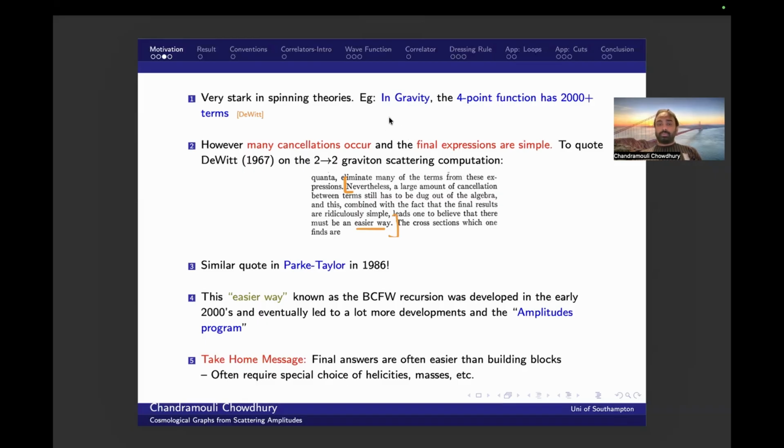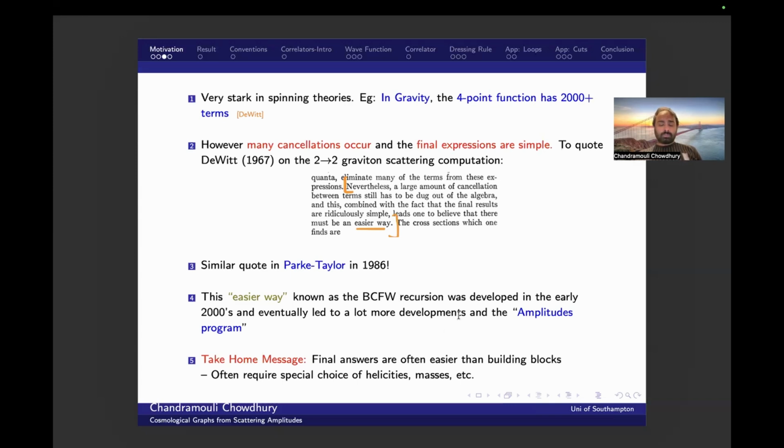For instance, if you try to compute a 4-point function in gravity, which is a computation done by DeWitt, he actually computed the scattering cross-section for this process, and he found that the final answer was much simpler than all the hard work he had to do in the intermediate steps. And he conjectured that there should have been an easier way to do the computation. There was a very similar quote in a paper by Parke and Taylor, which is perhaps more well known to people, and they also had a similar observation. This easier way was eventually developed in the early 2000s, and today we have what's called the Amplitudes program.